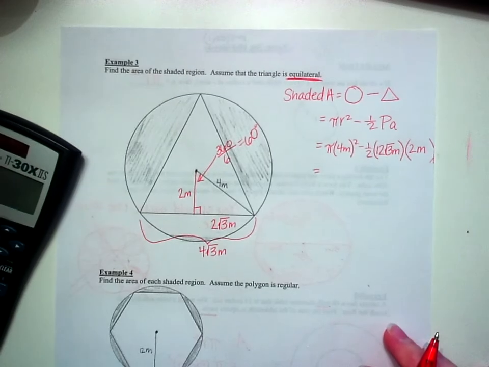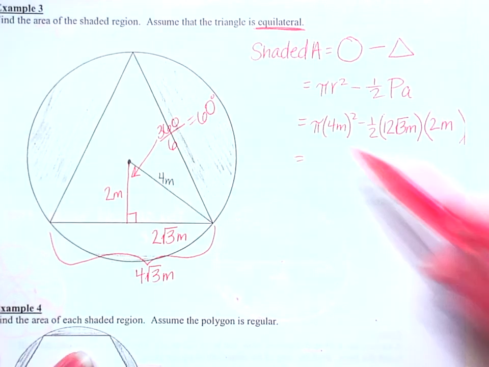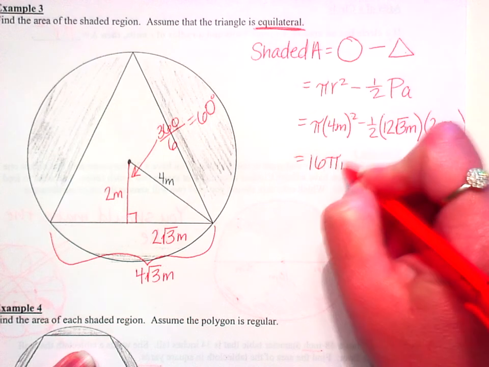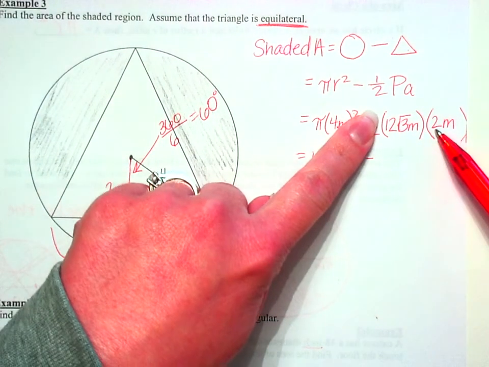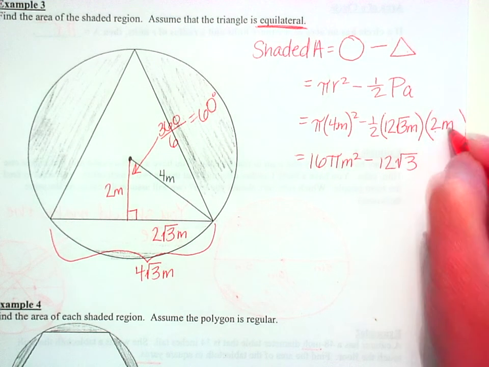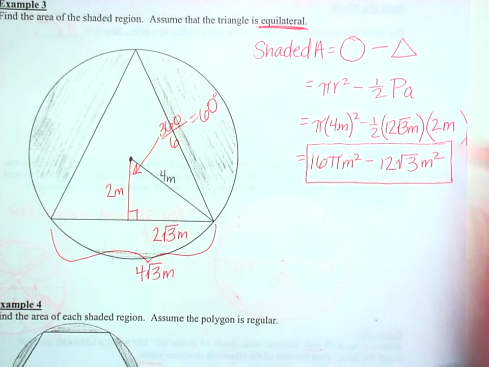Okay, let me zoom in a little bit on this. Okay, so 4 squared is 16 pi meters squared. The 1/2 and the 2 cancel out, so we just have 12 square root 3. Meters times meters is meters squared. This is our exact answer. There's nothing I can do to simplify that.